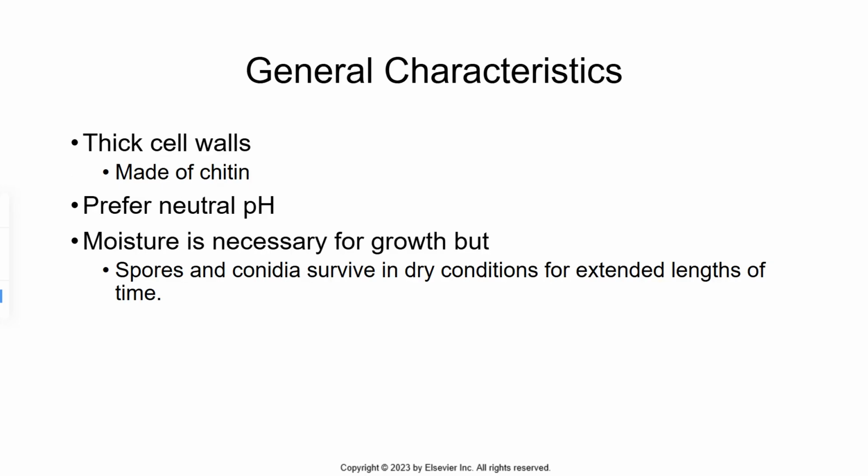They have thick cell walls made of chitin. Chitin is the material in their cell walls, whereas in bacteria we would typically be staining for the peptidoglycan. When we look at fungi, it's chitin. I've repeated that multiple times because it's really important to know that chitin is in fungal cell walls. Preferred neutral pH. Moisture is necessary for growth, but spores and conidia survive in dry conditions for extended lengths of time.